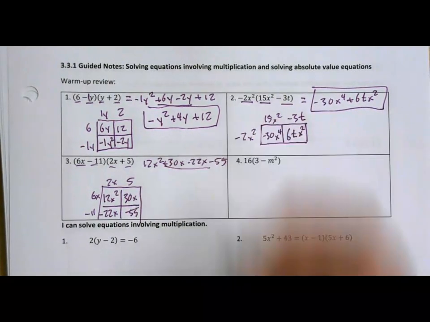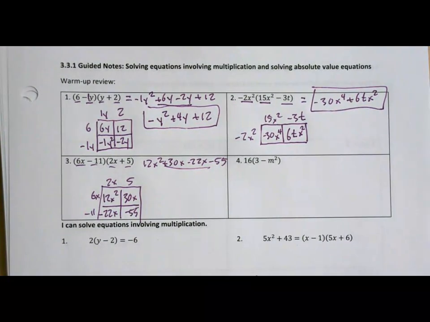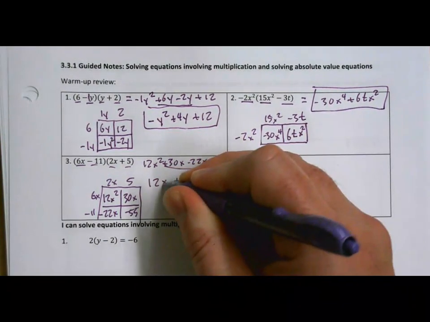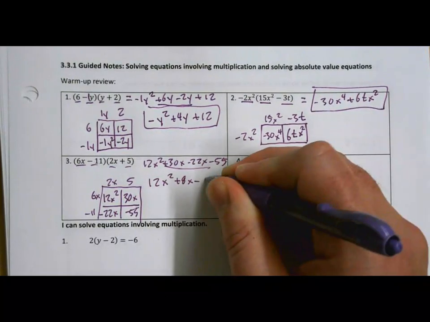And then we've got some like terms that we can put together. 30x minus 22x is positive 8x. So final answer would be 12x squared plus 8x minus 55.